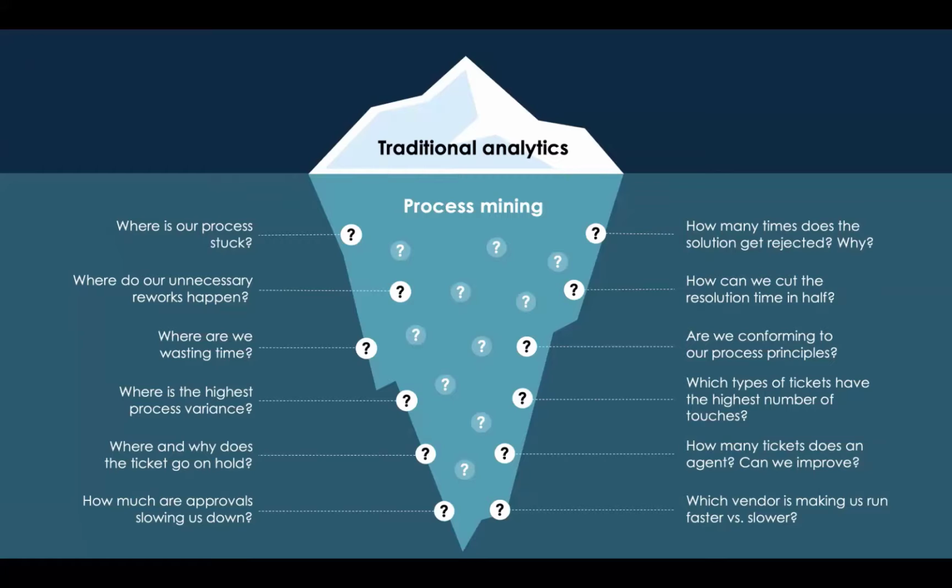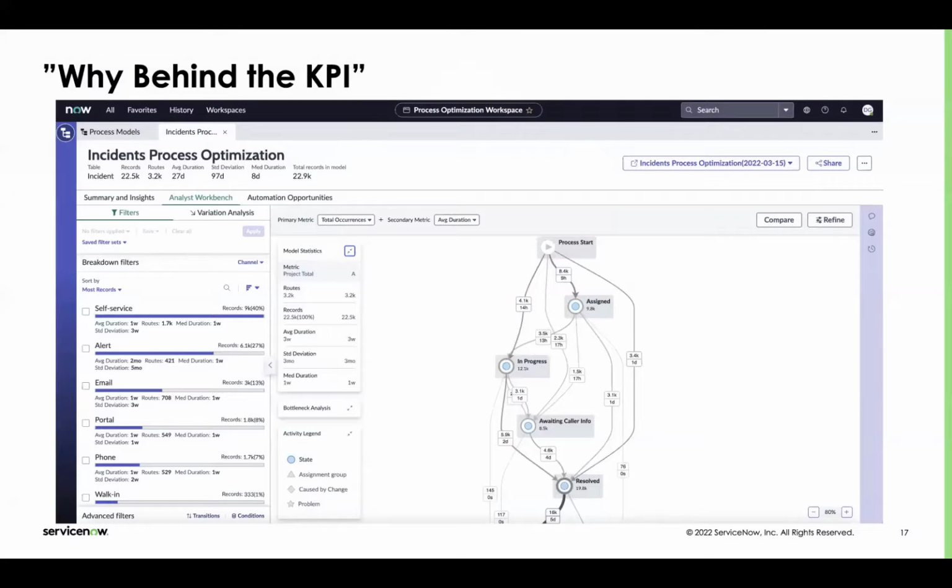It gives us visibility into whether we're actually conforming to the process principles that we've laid out up front. And in some cases, it helps us answer questions around which assignment group or which vendor is helping us run faster and slower. There's a whole set of questions that process mining is going to help us answer that we've struggled to answer in the past. It helps us get to what I like to call the why behind the KPIs that are on the screen. And we'll look at this in a live demonstration in just a second.